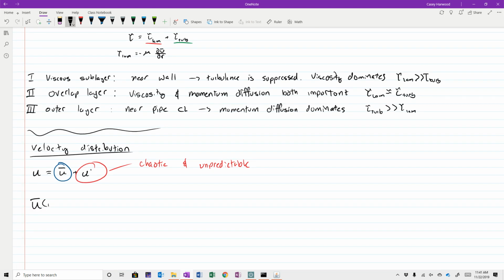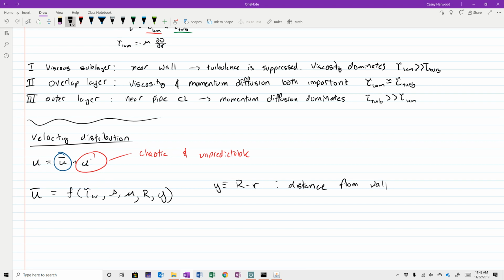So we know that u of r, or u itself, is a function of tau w, rho, mu, r, and in this case y, where y is R minus r, or the distance from the pipe wall. And we're going to skip the actual interim steps of the dimensional analysis, but this is what people have done: they've performed a dimensional analysis on this and done a ton of very carefully controlled experiments. And the characteristic non-dimensional equation that they've come up with is this.